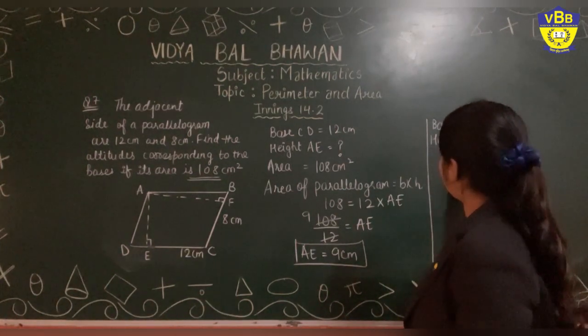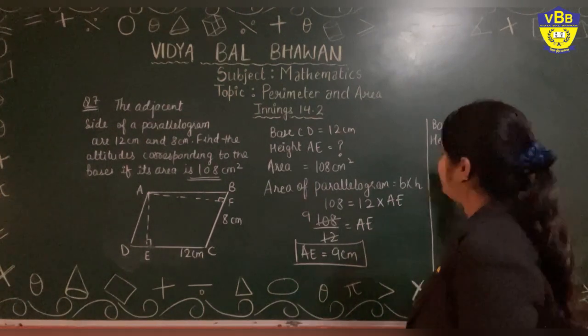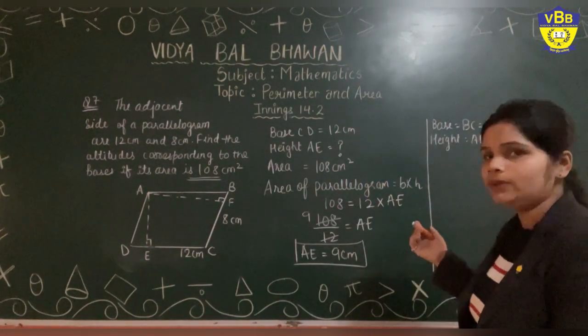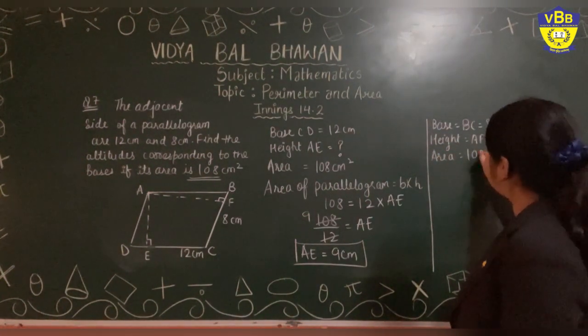Height is AF, that is actually not known. Let's move to the area. Area is same because the parallelogram is same, area will remain same. Area is 108 centimeter square.